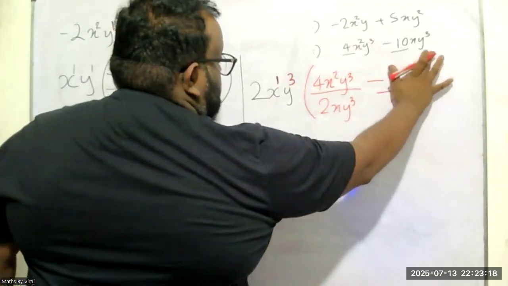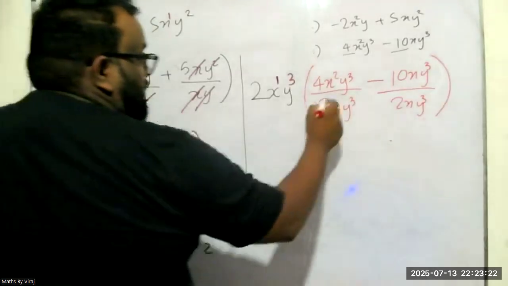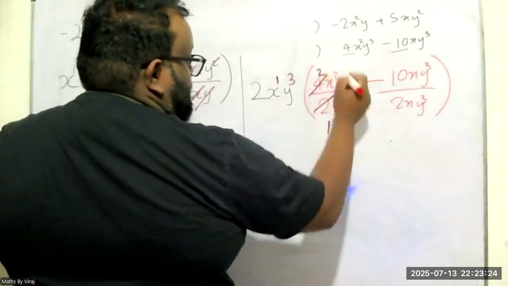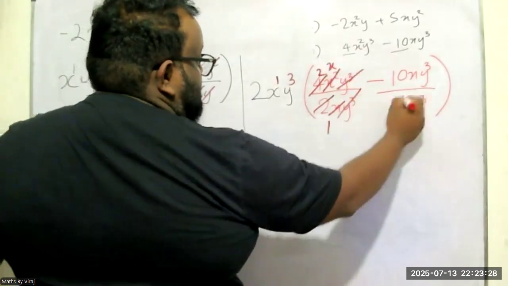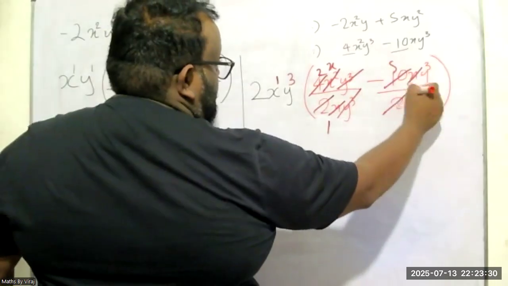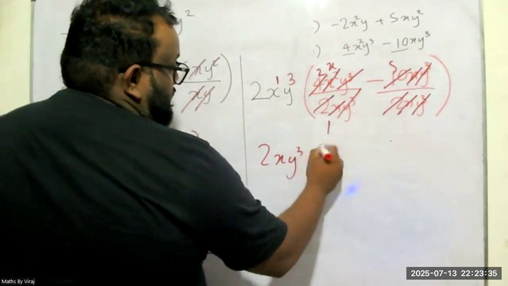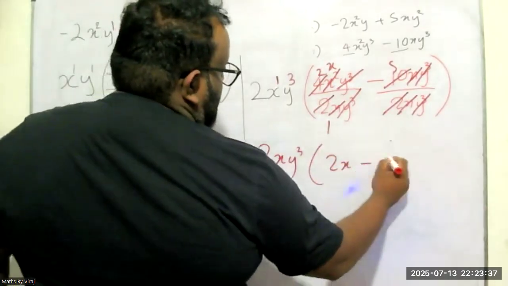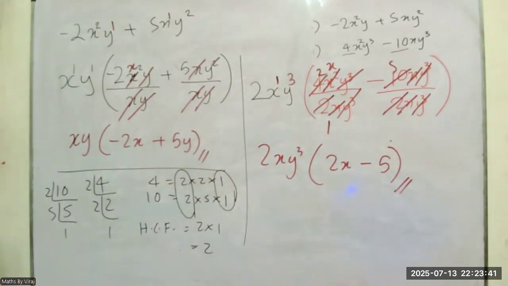Correct? Yeah, correct. So the simplification is as follows. 2 times 1, 2 times 2. X, one x remains, y and y cancel. 2x minus 5 is the final answer. Did I make myself clear? Yes, sir. Please take it down. Okay. Next, we move on to quadratic expressions.